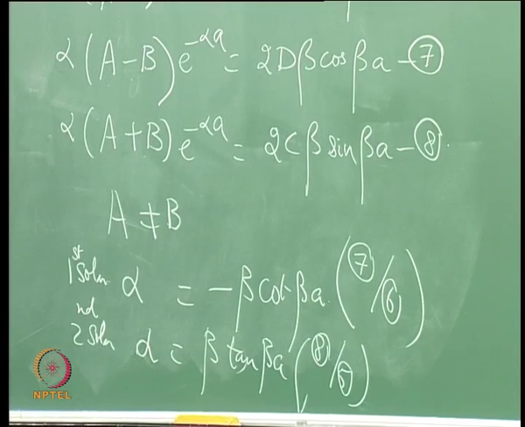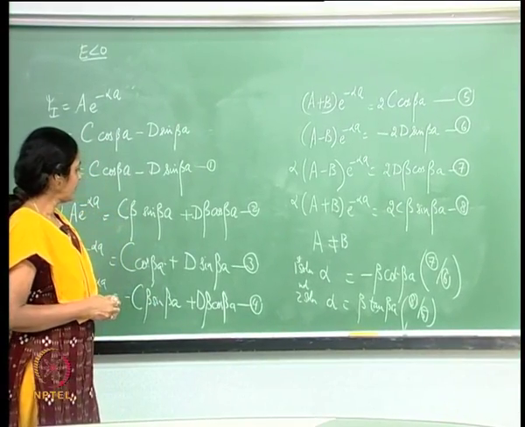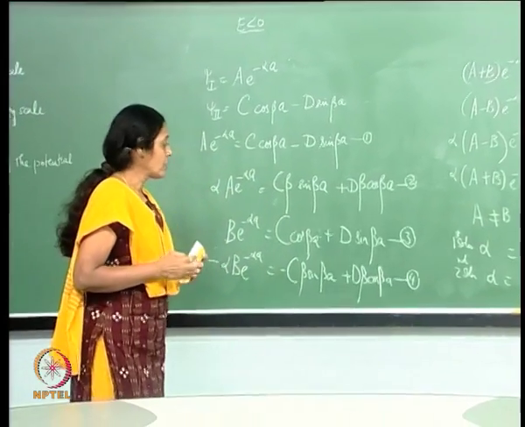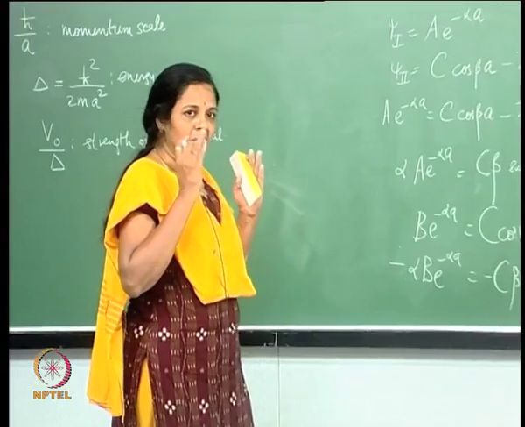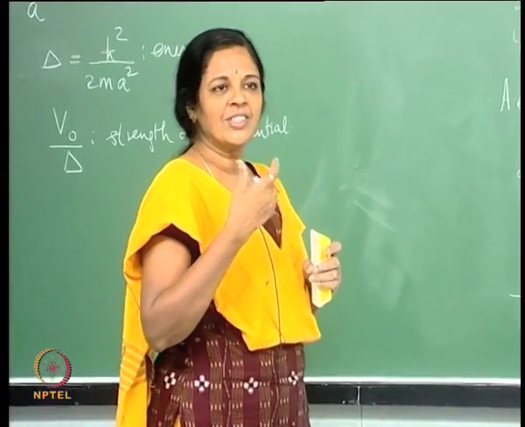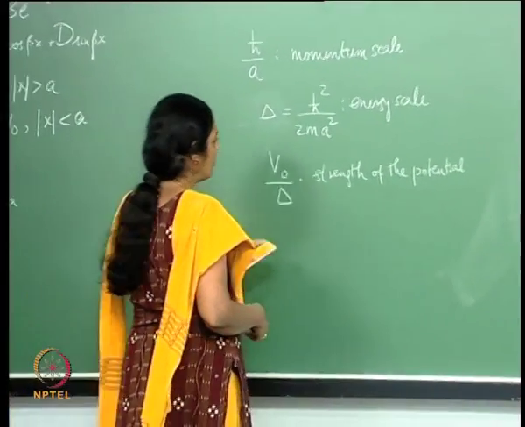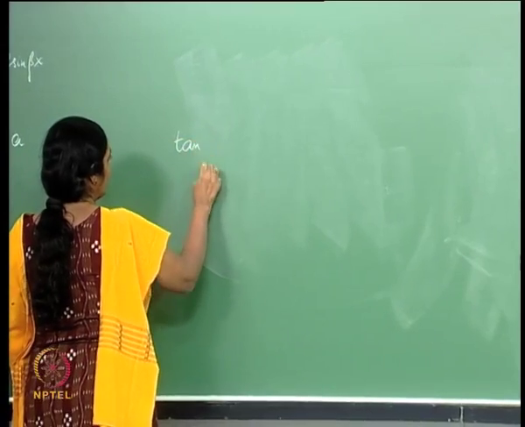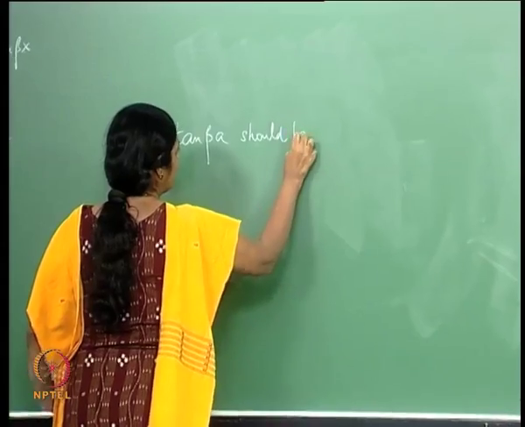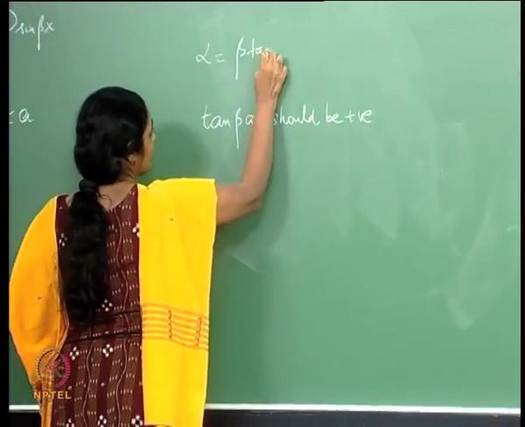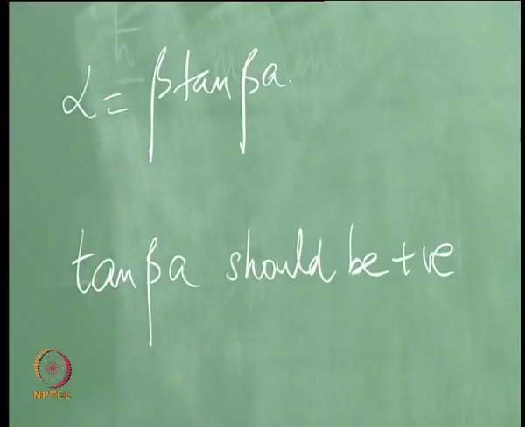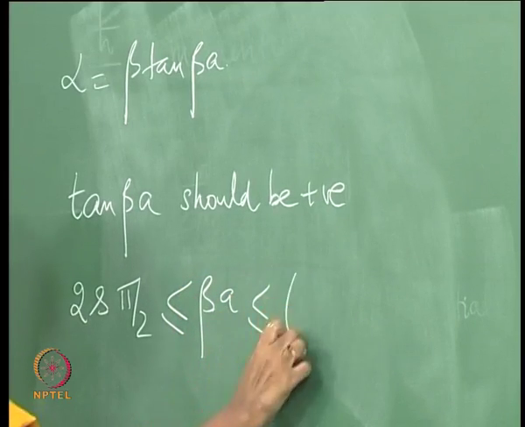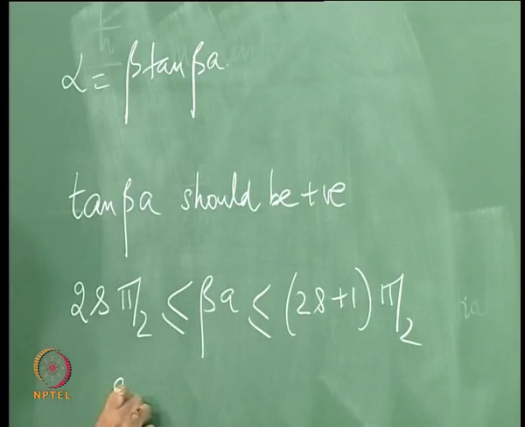So let me first consider the second solution. Alpha is equal to beta tan beta A. Right away, one thing is clear, that only certain values of beta A are allowed in this problem, because alpha is positive and beta is positive. So tan beta A should be positive. Since tan beta A should be positive, it is clear that 2s pi by 2 is less than or equal to beta A less than or equal to (2s plus 1) pi by 2, where s can take values 0, 1, 2, 3, etc.